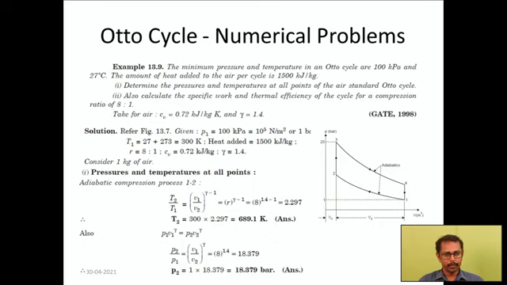Now the first step, we have to find out the pressures and the temperatures at all the points. So during this process 1 to 2, we have to use the relationship temperature and volume. From this equation, we could find that temperature at the end of compression T2 is equal to 689.1 Kelvin. And for the process 1 to 2, we will write pressure volume relation, P2 by P1 equal to V1 by V2 power gamma. So this is isentropic compression process. So from this relation, we could be able to find out P2, which is equal to 18.379 bar. All other terms are known value.